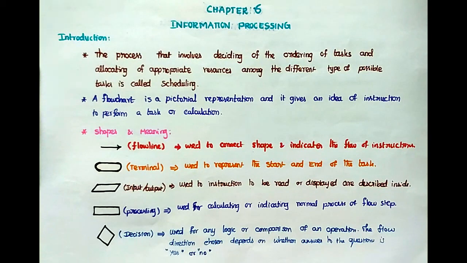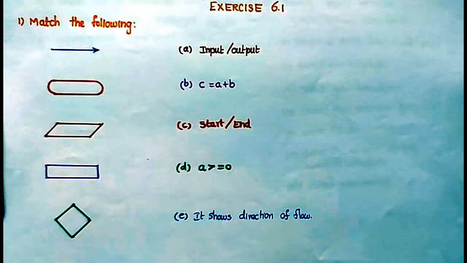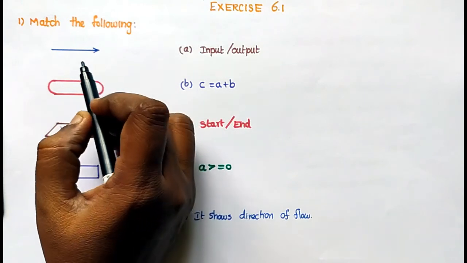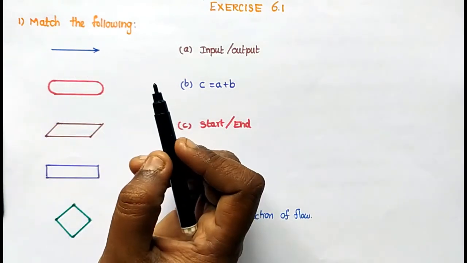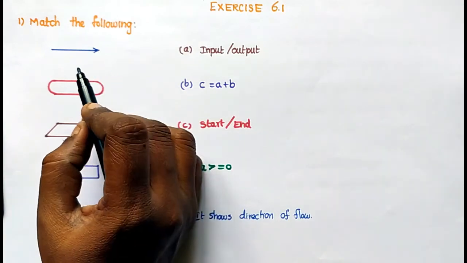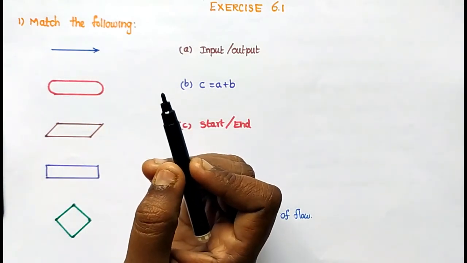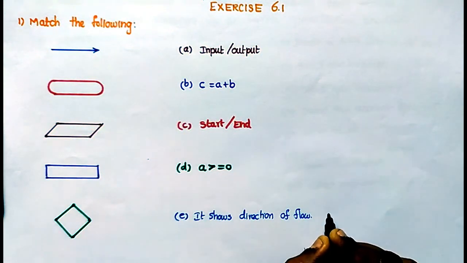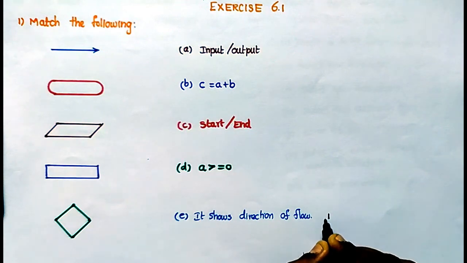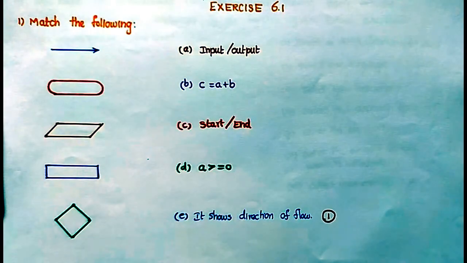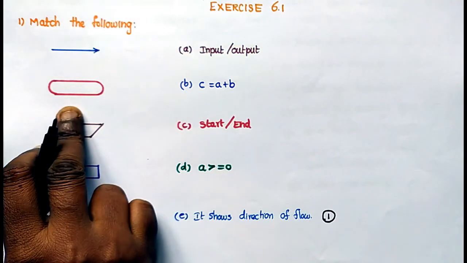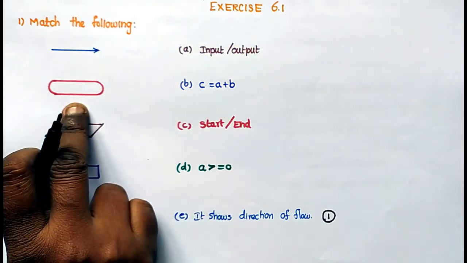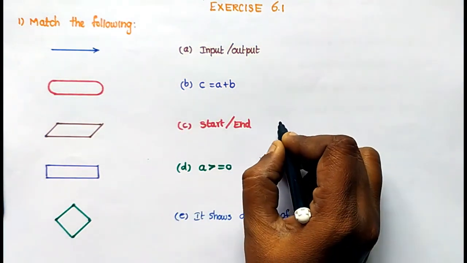Now let us see the exercise. Look at exercise 6.1. First, match the following. Listen, the arrow marks. We always see that arrow marks give the direction. So it shows the direction of flow. That is the first one. Next, this symbol we use in the flow chart for start and end. So that is the second one.